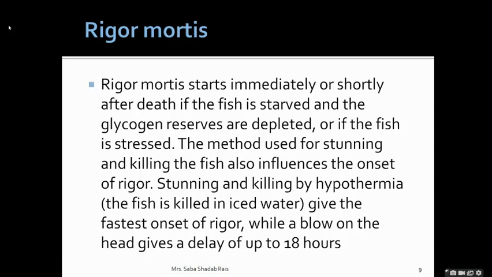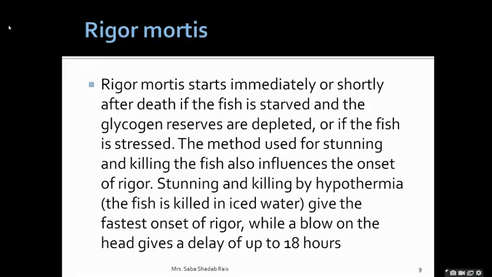Now this stiffness progresses in the cephalocaudal direction. Cephalocaudal direction means you will find more stiffness in the head region as compared to the caudal region. It starts from the lower jaw and the operculum. Then you will find that the mouth of the fish will remain open, the fins and gill covers spread out, and the body axis becomes very stiff.